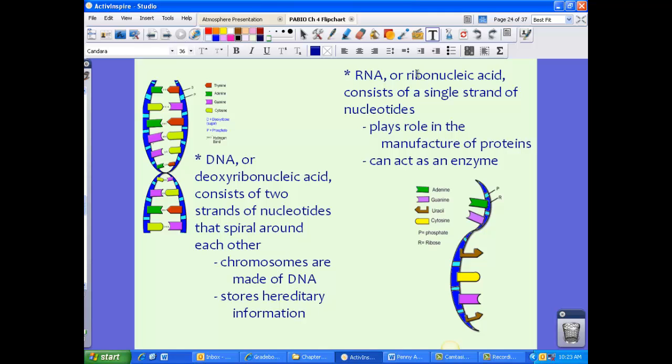Now, RNA, this one might be a little unfamiliar. RNA is called ribonucleic acid. And this consists of only a single strand of nucleotides. RNA is also housed in your nucleus, but this plays a role in manufacturing proteins. RNA does not store hereditary information. RNA actually manufactures proteins. And we have lessons coming up where we're going to talk about manufacturing these proteins from RNA. So, DNA holds hereditary information, RNA manufactures proteins, and they can also act as enzymes.